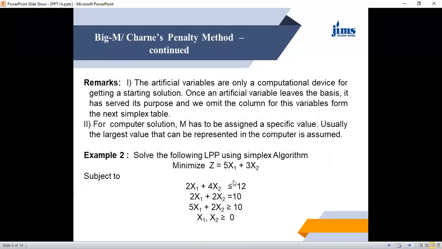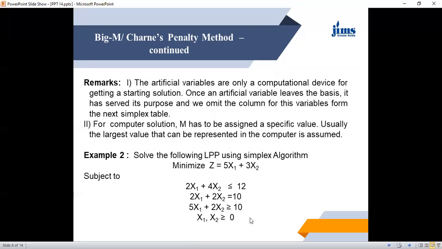So let us consider the following linear programming problem in which we have to minimize z = 5x1 + 3x2 subject to the constraints 2x1 + 4x2 ≤ 12, 2x1 + 2x2 = 10, 5x1 + 2x2 ≥ 10, and x1, x2 both ≥ 0.